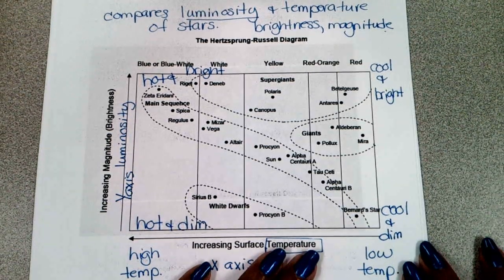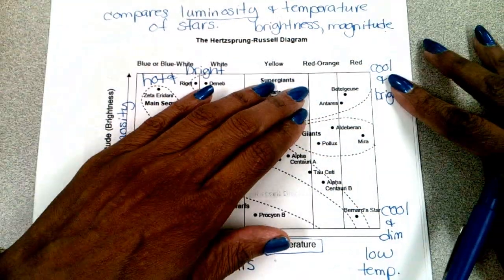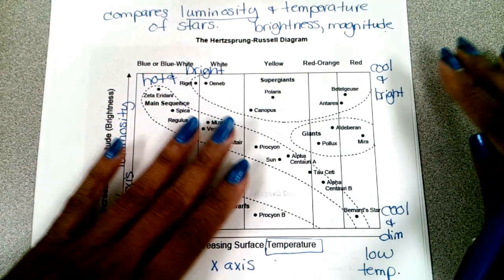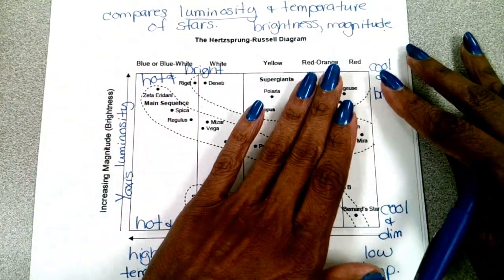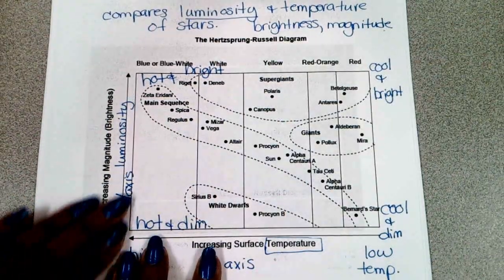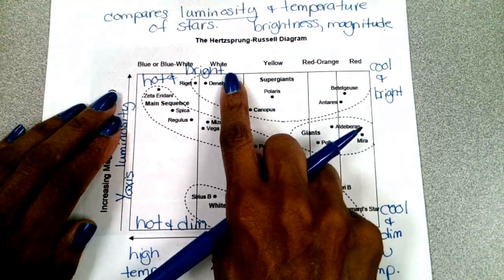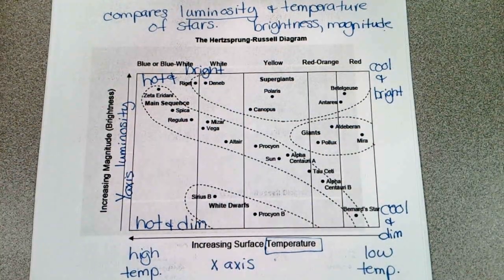So your cool and dim stars are here. Your cool and bright are at the top. Your bright stars are at the top and the cool are on the right. Then on the left you have your hot stars. Your bright stars are at the top and your dim stars are at the bottom.